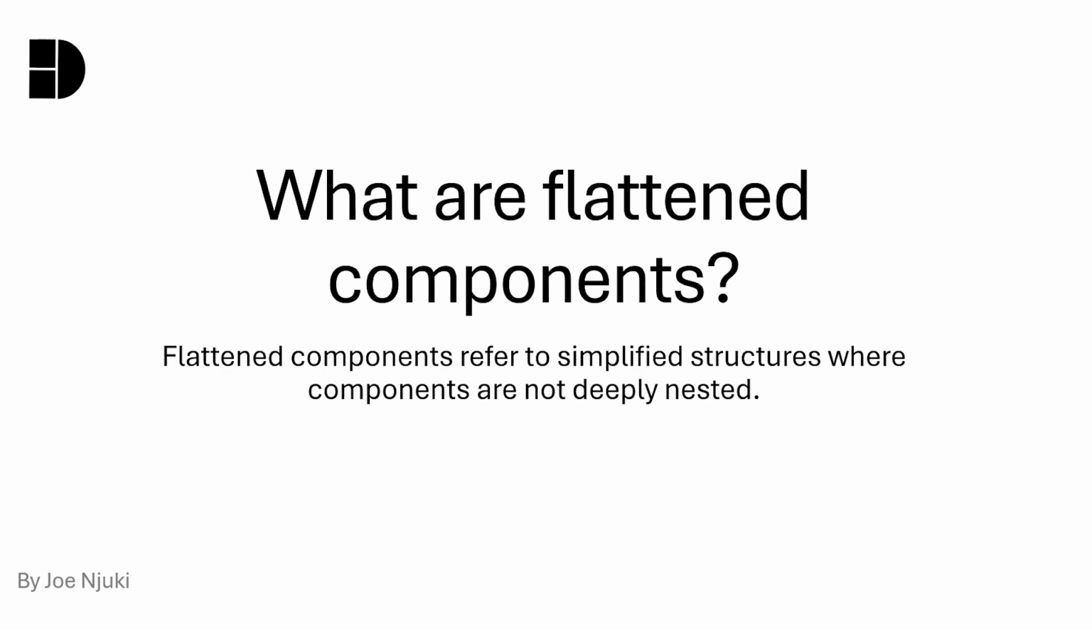So a flattened component is also a component, but it is more simplified. It has simple structures where components are not deeply nested. So what do I mean by this? Imagine again you have this section in your Framer canvas, and then you want to add a component and you add this blue component. And then inside this component is just a single component, meaning that there are no more components inside it. This is an example of a flattened component, meaning that it is just a single component with everything that you need to use. Now let's do a quick comparison of what we have.